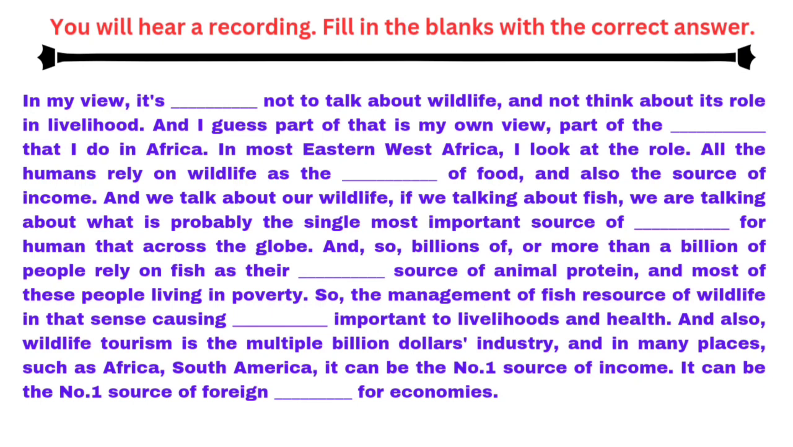And so, more than a billion people rely on fish as their primary source of animal protein, and most of these people are living in poverty. So, the management of fish resources, of wildlife in that sense, is incredibly important to livelihoods and health. And also, wildlife tourism is a multiple billion-dollar industry, and in many places, such as Africa and South America, it can be the number one source of income. It can be the number one source of foreign income for economies.